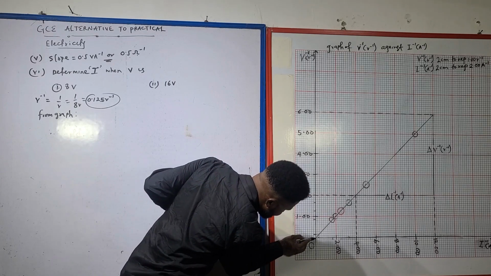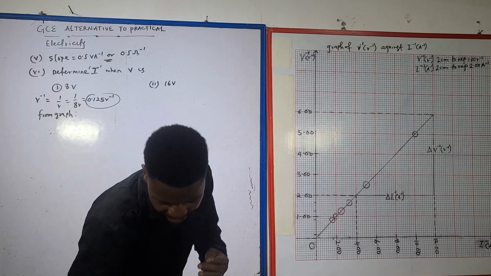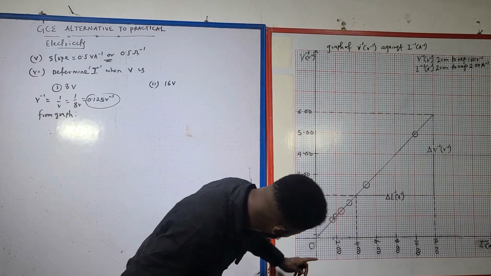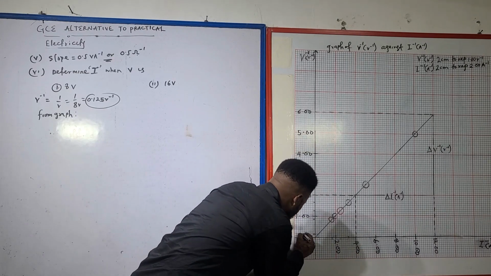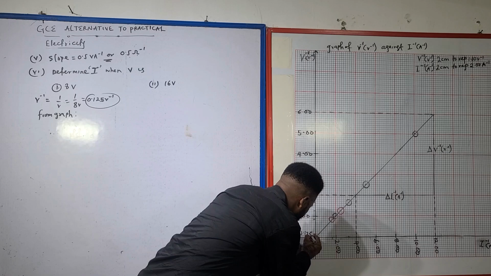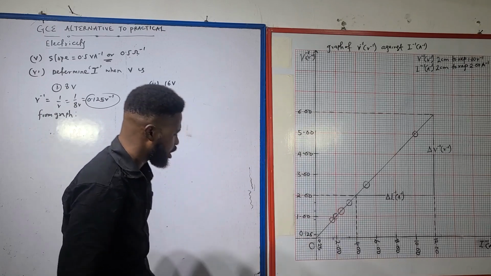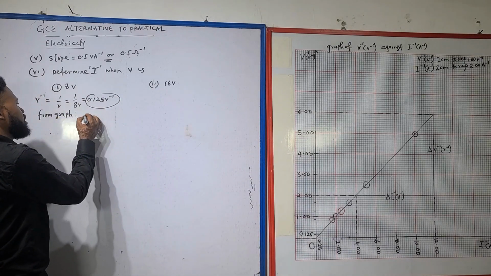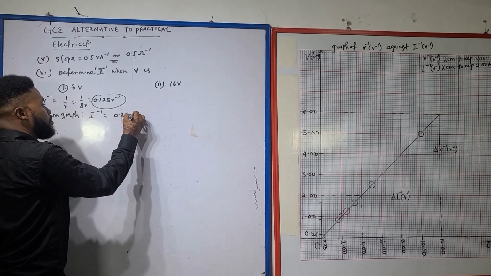So this here is 0.1, 0.2, 0.3. What I have there is looking 0.125. So this is looking 0.25. So from my graph, the inverse of my current is giving me 0.25 per ampere.